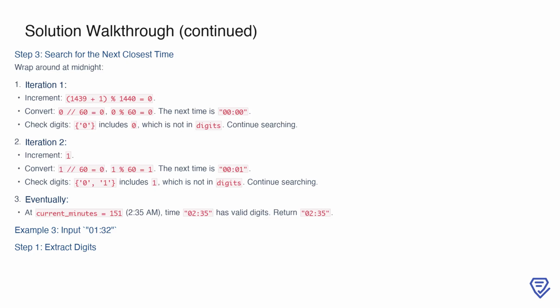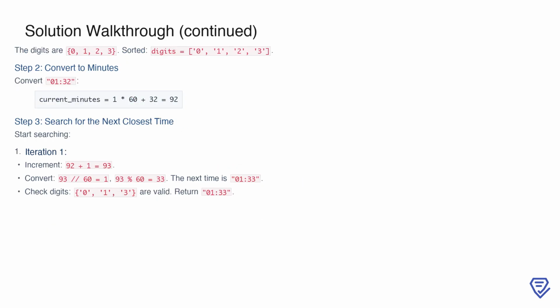Now we move on to the final example, where the input time is 1:32. For 1:32, we extract the unique digits 0, 1, 2, and 3, and sort them into the list 0, 1, 2, 3. Converting this time to total minutes gives us 92 minutes, since 1 hour is 60 minutes, and we add 32. To find the next closest valid time, we increment this value minute by minute.